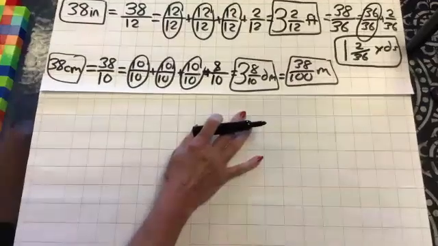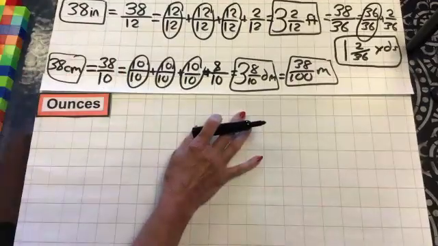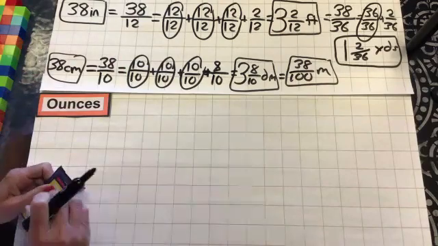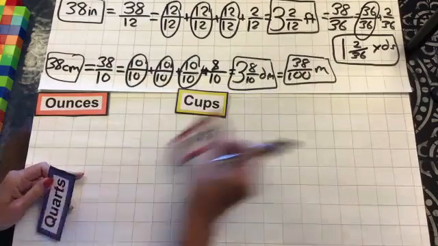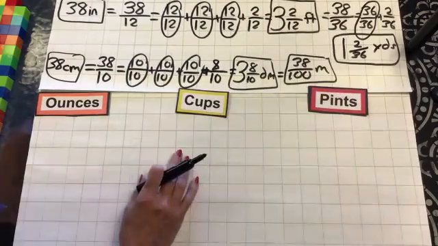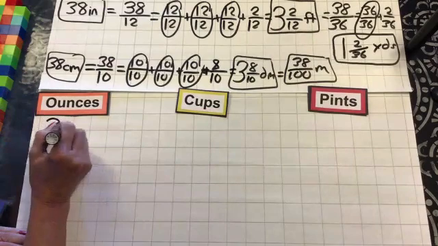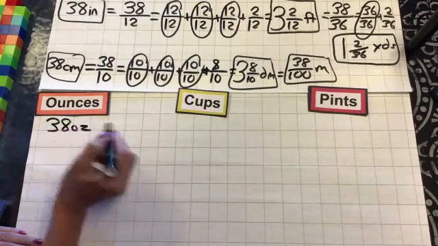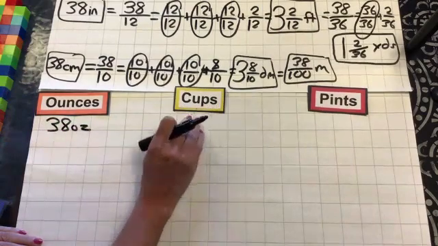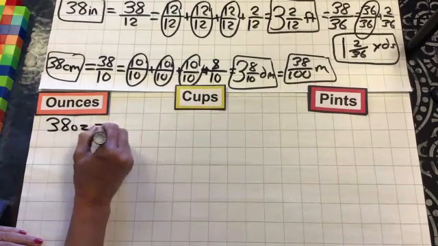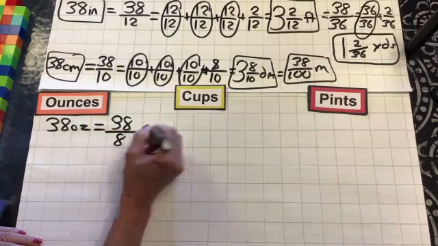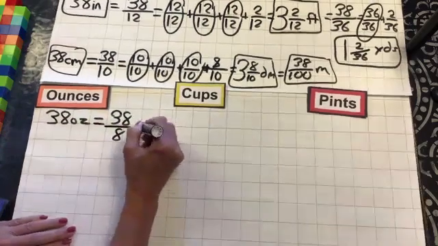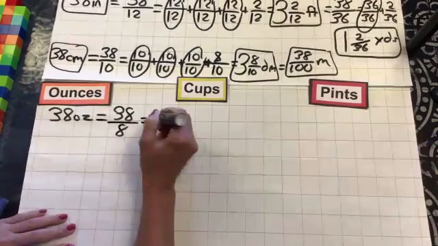Hopefully you're just whipping this out on your own. You've got the task down to a science and you're just going with it. So here we go. We're going to try this out with ounces. If we have 38 ounces, we know it takes 8 ounces to make a cup. So we're going to convert this into an improper fraction of 38 over 8. And then we're going to break that apart. Make sure I got my paper where you can see it.